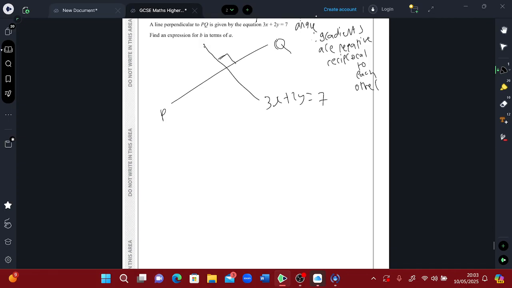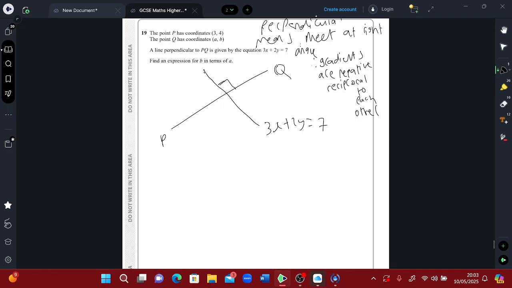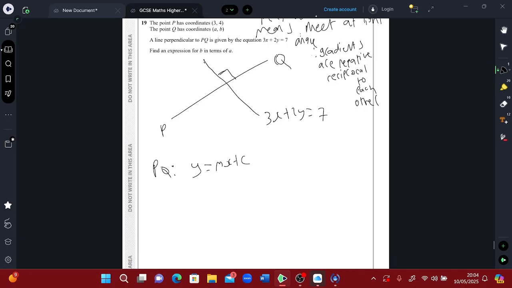Okay, so let's think about what we know. First of all, we know the line PQ has the equation, always give the general equation, y is mx plus c. So essentially, what this boils down to is finding the gradient m and the y-intercept c, and then we can do some stuff with this.